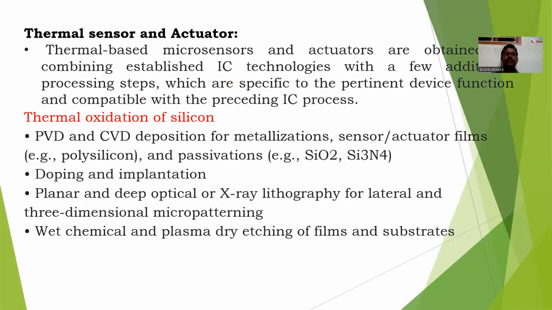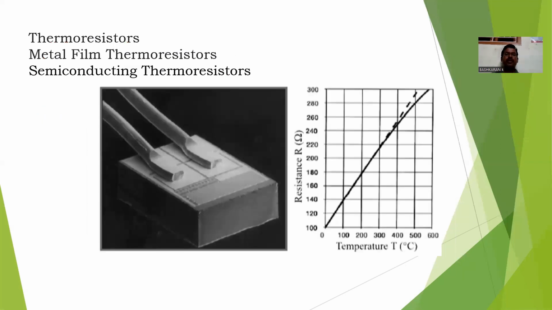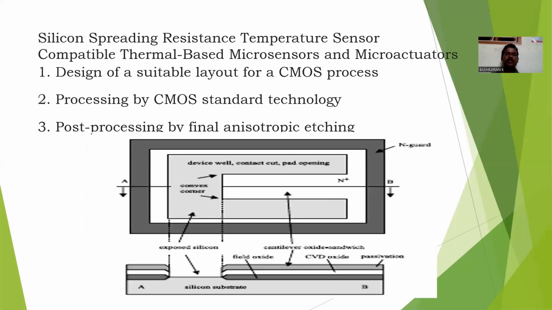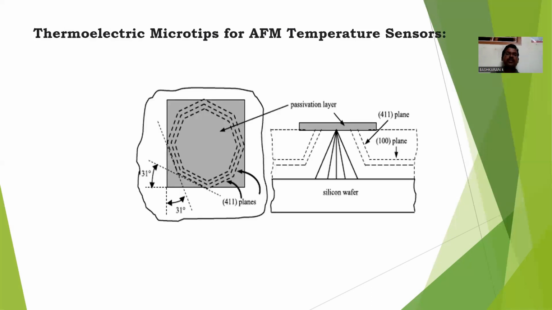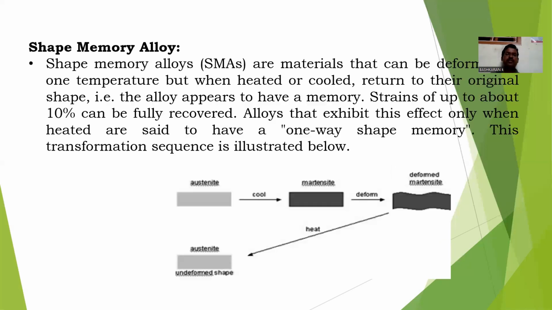Thermal sensors and actuators will be used. A thermal sensor is used to measure temperature, and is called a temperature sensor, with a sacrificial layer looking like this. Here are the thermoelectric microplates of AFM temperature sensors. This is the sensor shape. Next we go to the unit on shape memory alloy.